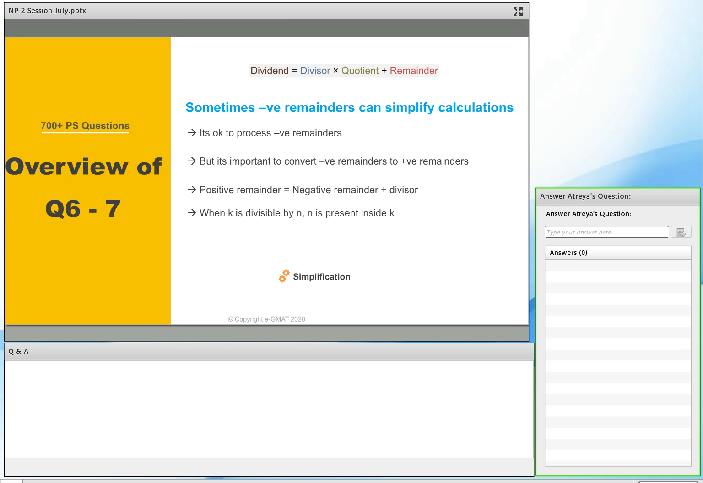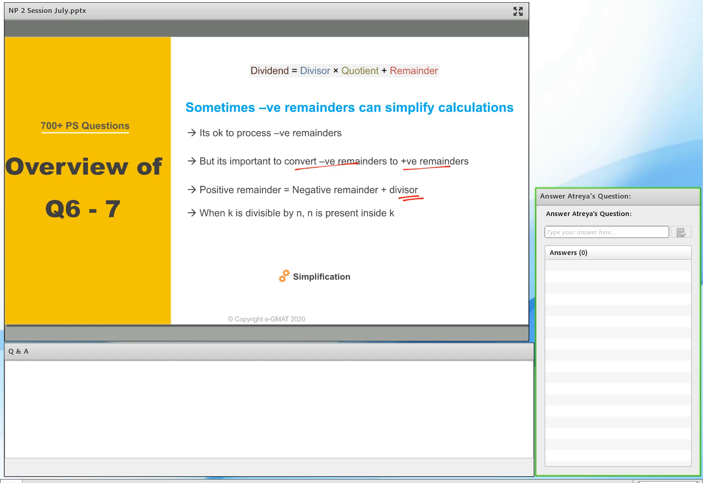Now, what did we do over here in these two questions, question 6 and 7? We understood how to use negative remainders. It's completely okay to process negative remainders because it reduces your calculation time, and then your chances of getting the question wrong also decrease. But make sure you convert that negative remainder into a positive remainder by adding the divisor to it, right? So that is something that's there.